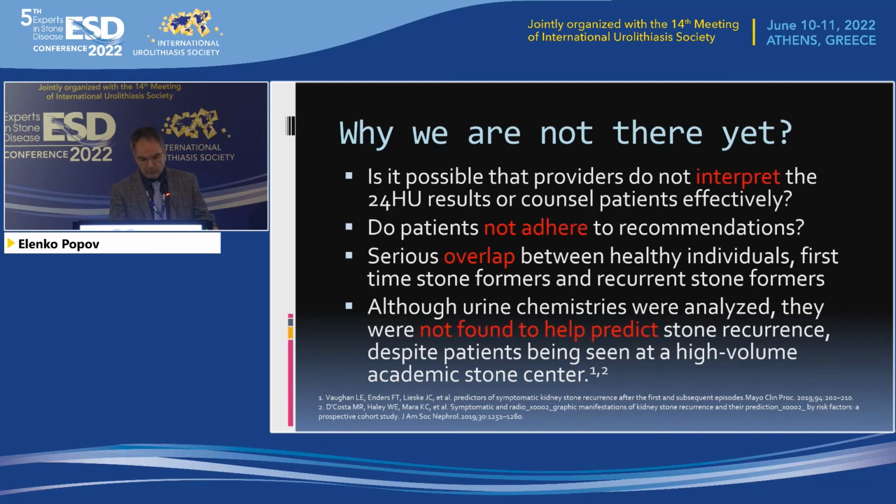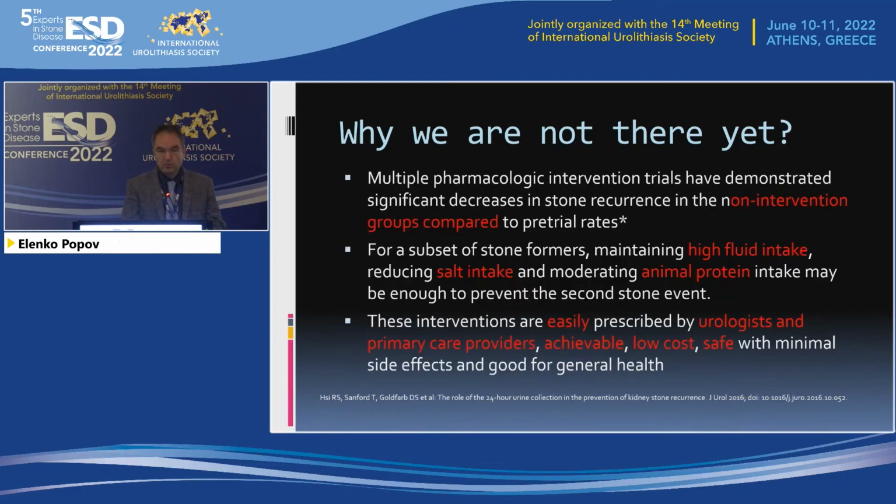Maybe the biggest problem is the serious overlap between healthy individuals, first-time stone formers, and recurrent stone formers. Although in the last years urine chemistry was analyzed, it was unable to really distinguish a group of patients that will have any benefit from metabolic treatment. Multiple pharmacological intervention trials have demonstrated that non-interventional groups have the same stone recurrence.